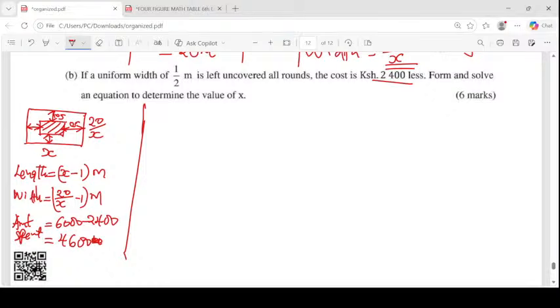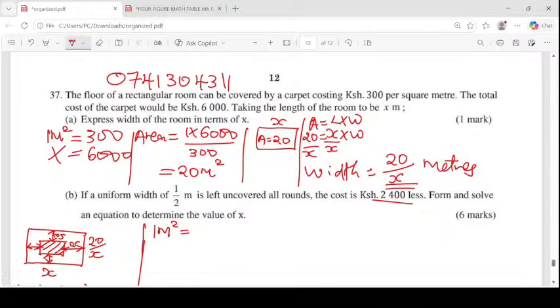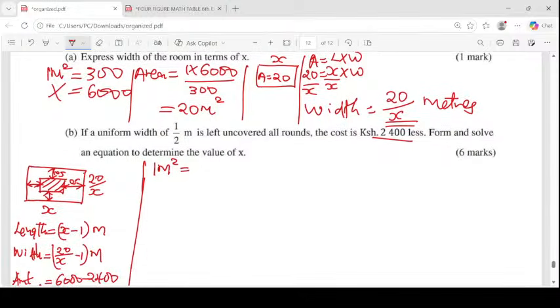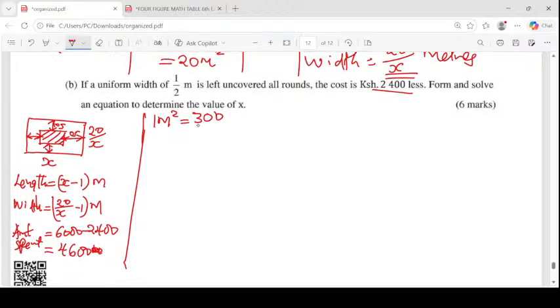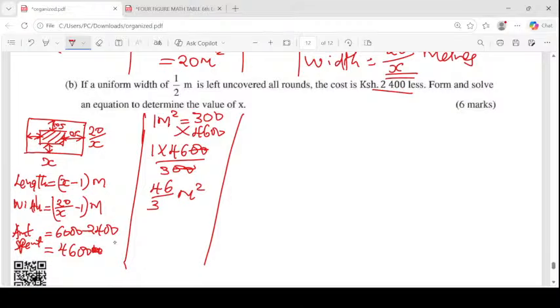We know that 1 square meter was costing how much? 1 square meter was costing 300 shillings. What about 4600 shillings? What is the area here? This will be 1 times 4600 divided by 300. So we'll be getting an area of 46 over 3 square meters. That is the area of that part.